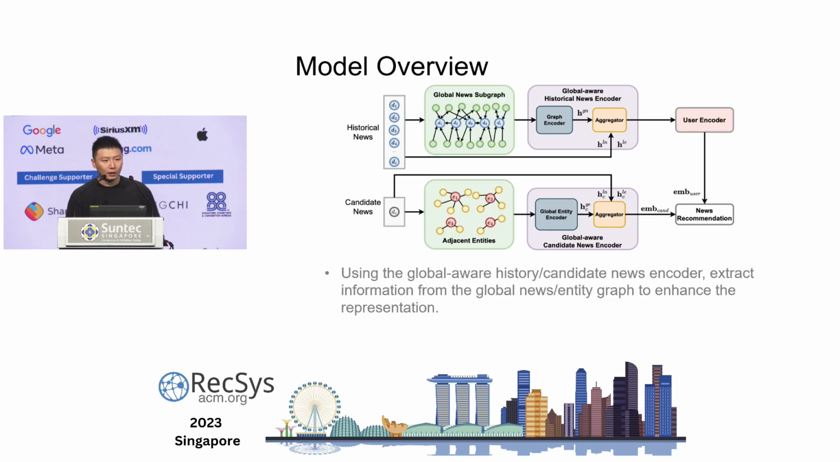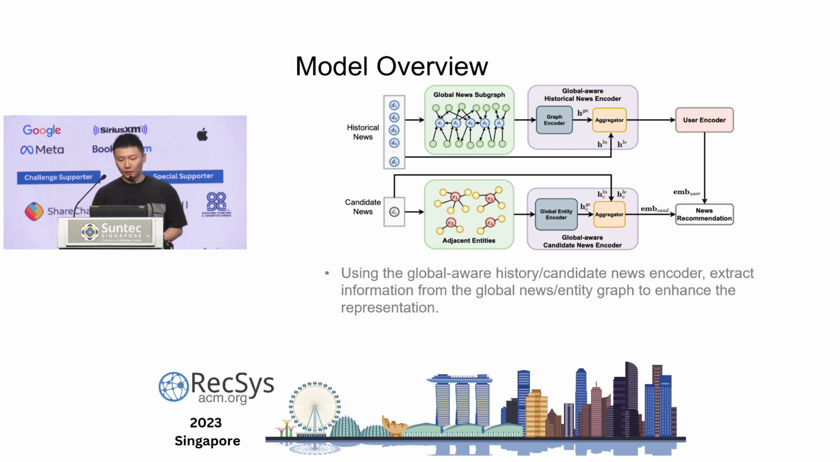About the framework, I will introduce the overview first and the global graph second. About the overview, for each user, we extract a global news subgraph from the global news graph based on this user's historical news to learn their global representation, and use an aggregator to fuse the local representation and the global representation of each news. Then, through a user encoder, we learn the final user interest embedding.